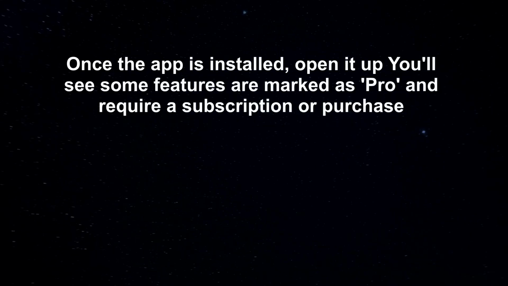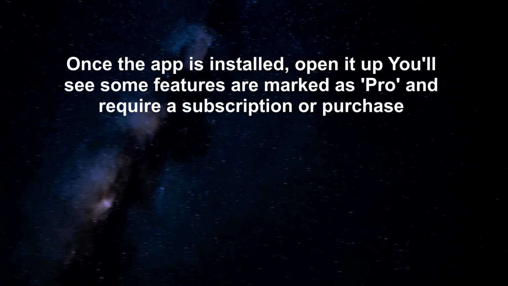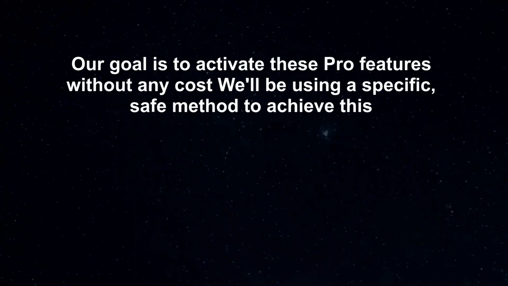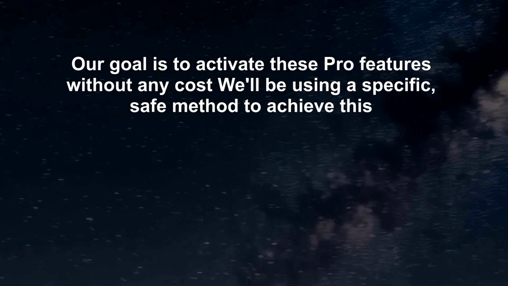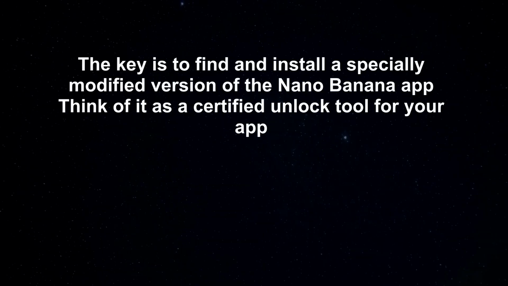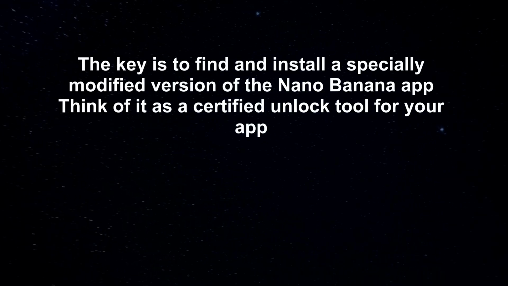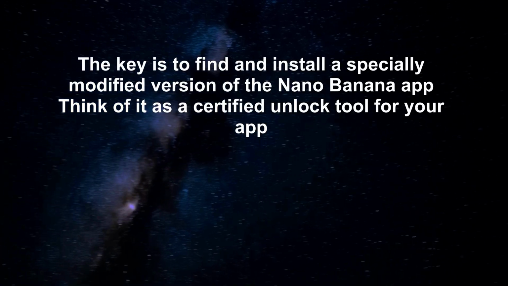You'll see some features are marked as Pro and require a subscription or purchase. Our goal is to activate these Pro features without any cost. We'll be using a specific, safe method to achieve this. The key is to find and install a specially modified version of the Nano Banana app. Think of it as a certified unlock tool for your app.